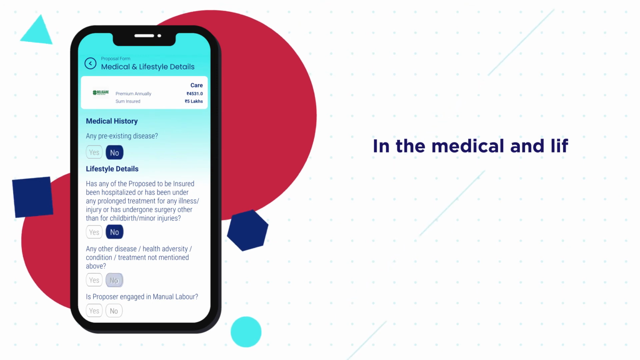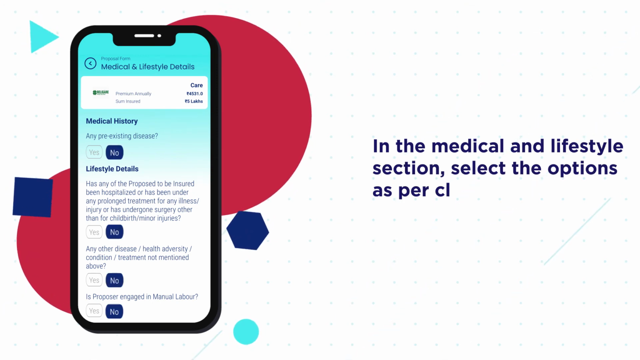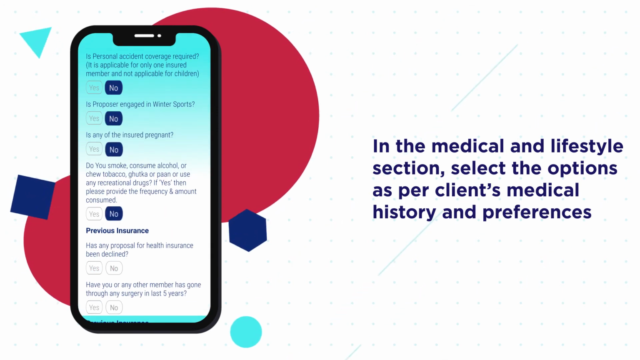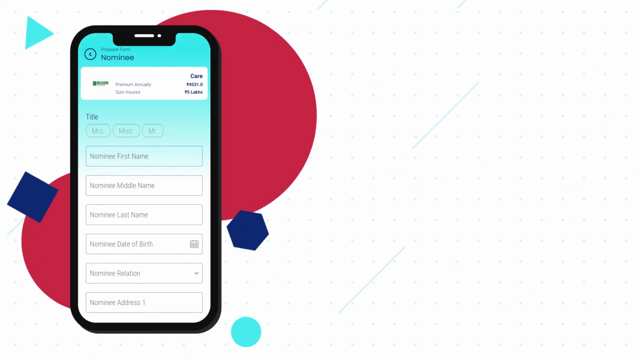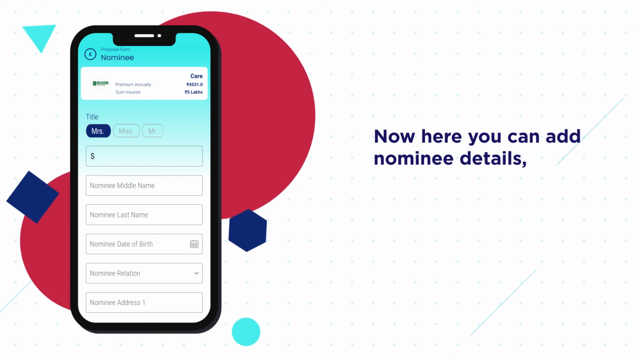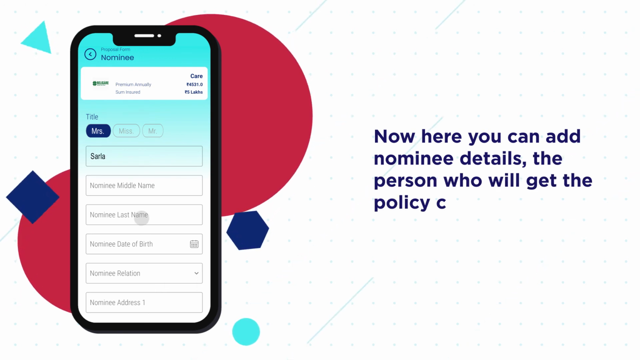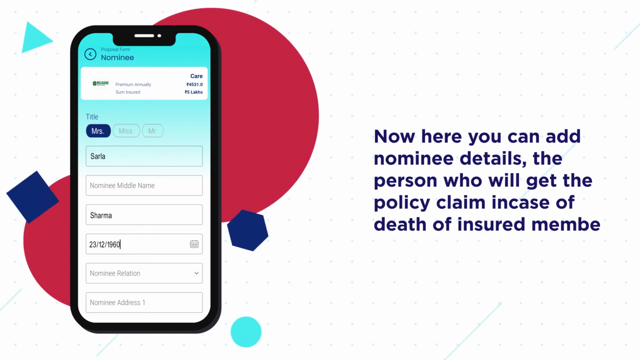In the Medical and Lifestyle section, select the options as per client's medical history and preferences. Now here you can add nominee details, the person who will get the policy claim in case of death of an insured member.